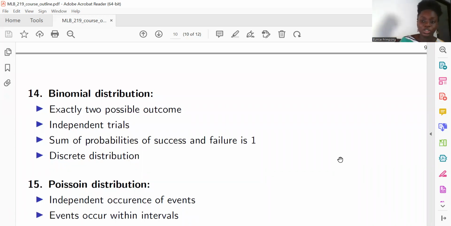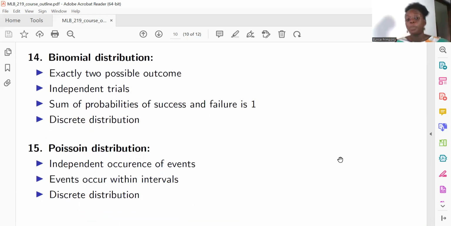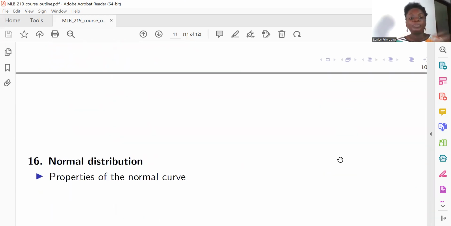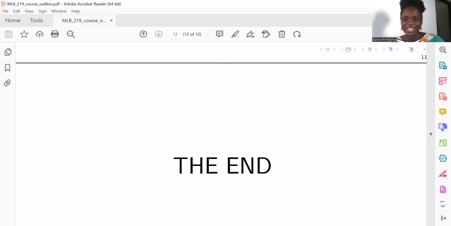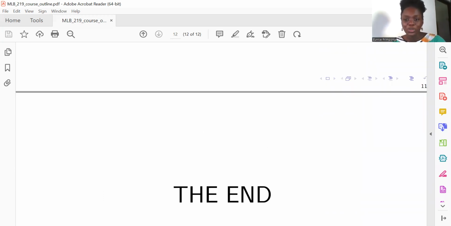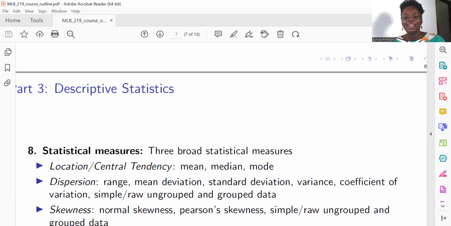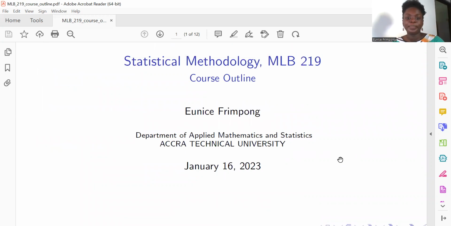We have the discrete distributions and we have the continuous distributions. Under discrete distributions, we'll look at binomial distribution. But before that, you need to know Bernoulli distribution before you can understand binomial distribution. So we'll consider Bernoulli first, and then we'll look at binomial distribution, okay? Then we'll move on to look at Poisson distribution, which is also under discrete distributions. And then finally, we will consider only one type of continuous distribution, which is the normal distribution. And that will be the end of the course, after which you will have to prove your understanding by writing the end of semester examination.